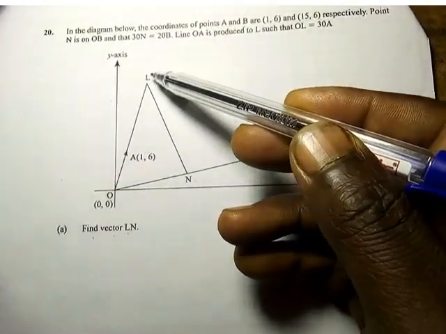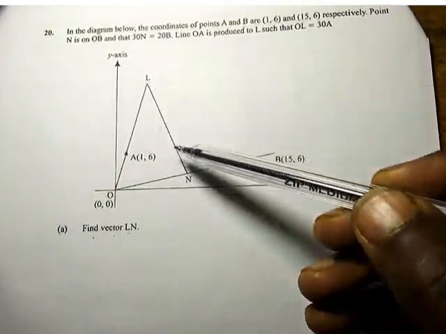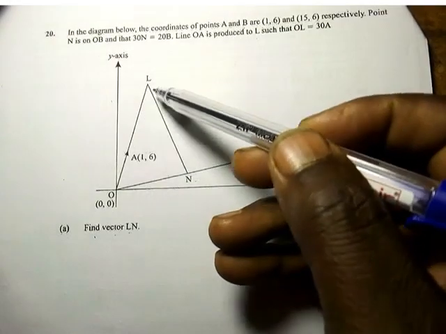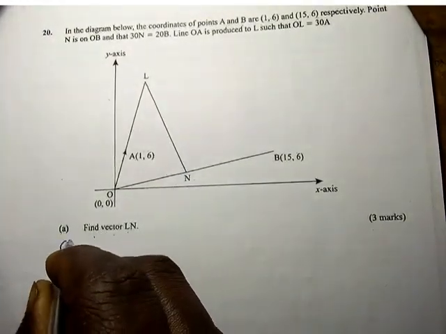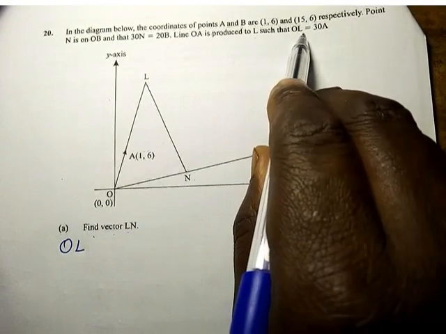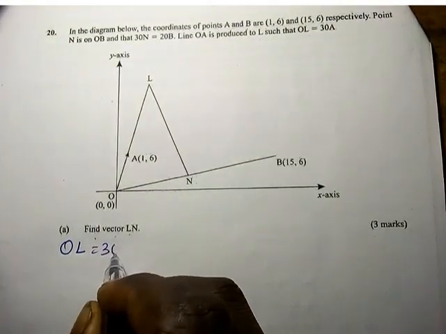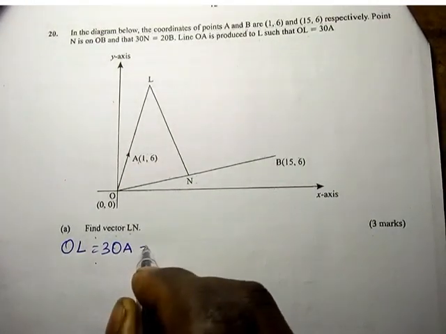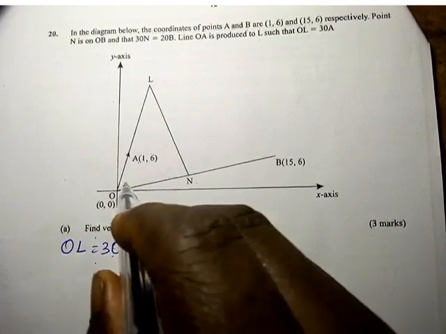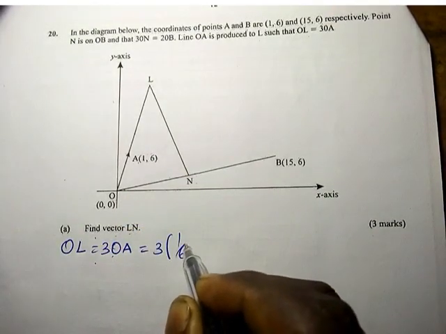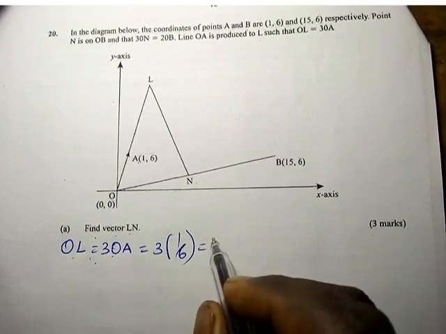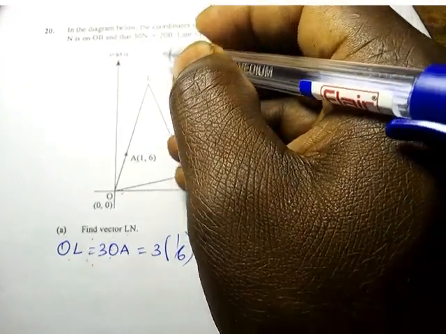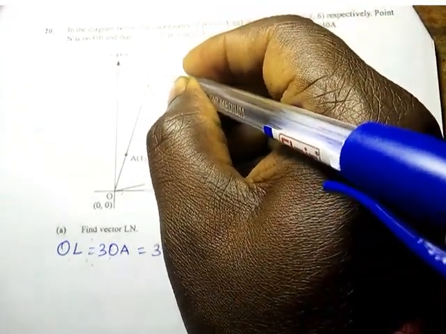We want vector LN. Before we get LN, we must know the coordinates of N and of L. Of course, we have been given that OL is equal to 3OA. We have OA is (1, 6), so 3 times OA is (3, 18). So meaning OL is (3, 18), so L here is (3, 18).